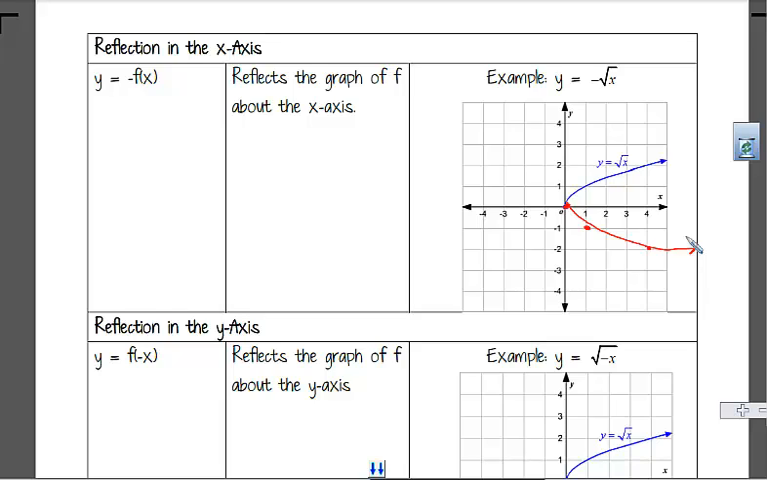But this negative is outside of the function. Versus reflection in the y-axis, we put the negative on the x. So do you see the difference between the two?